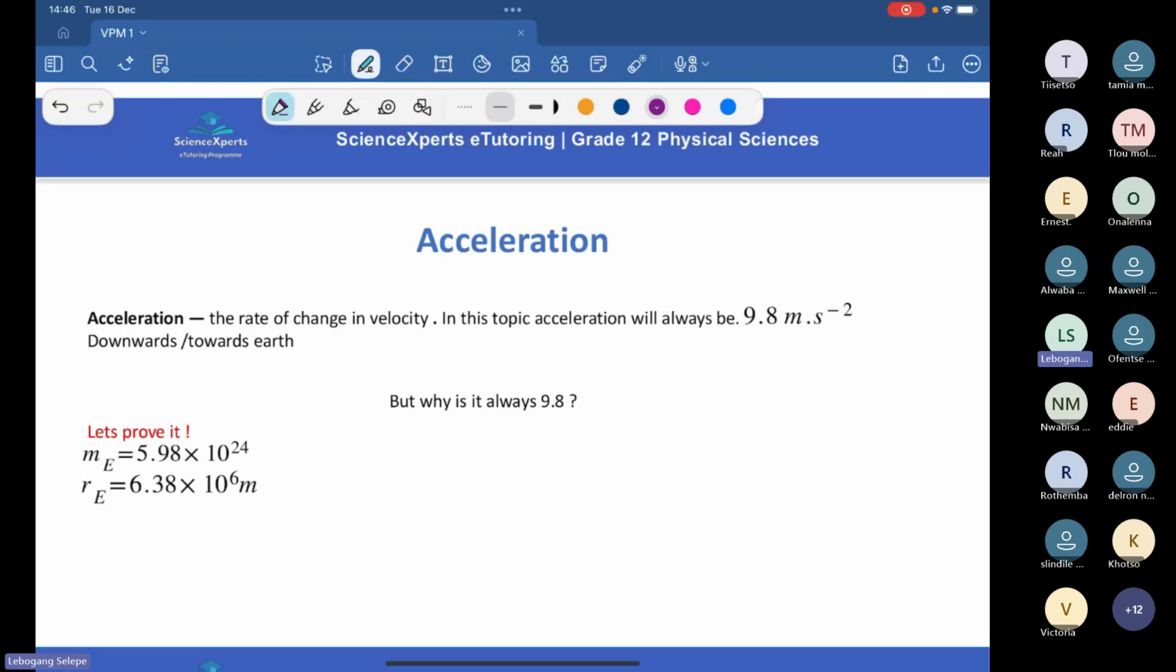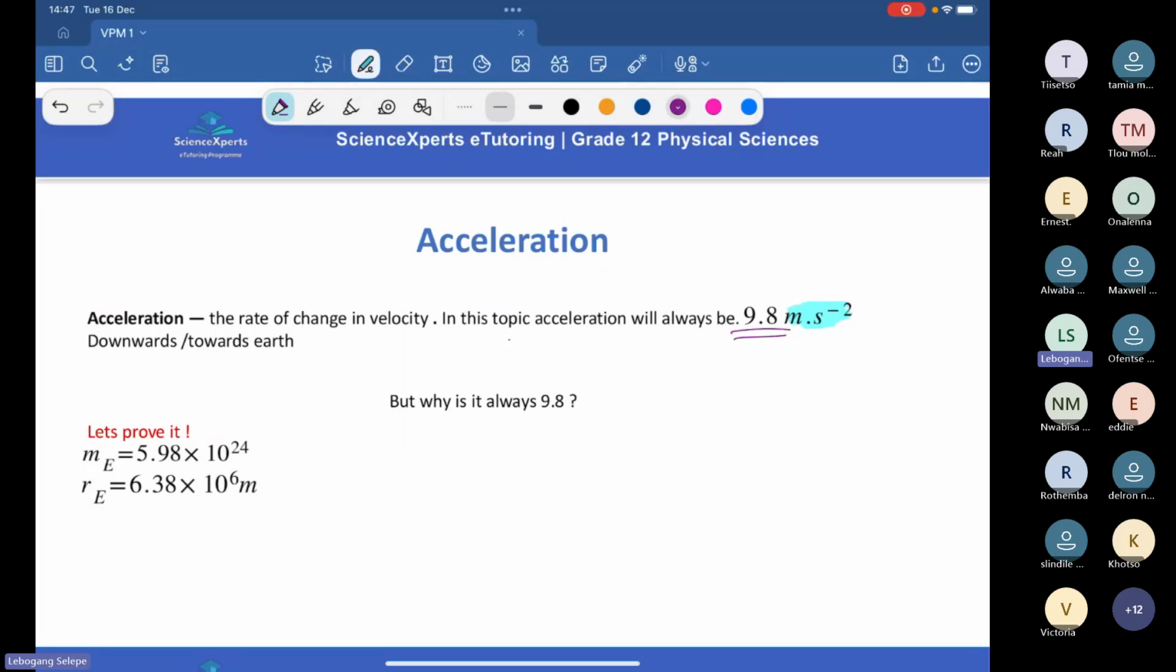So here are the units for acceleration, meters per second squared. But under VPM, our value for acceleration would always be 9.8. Do you guys want us to prove it? We can prove why it's always 9.8.